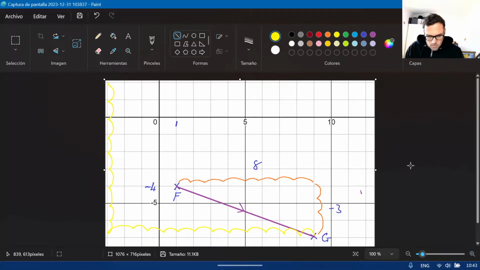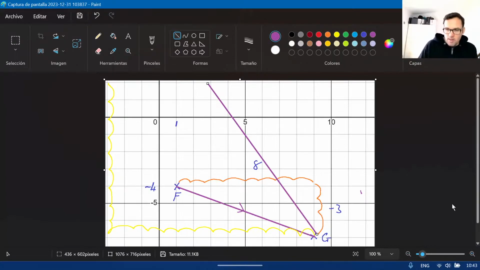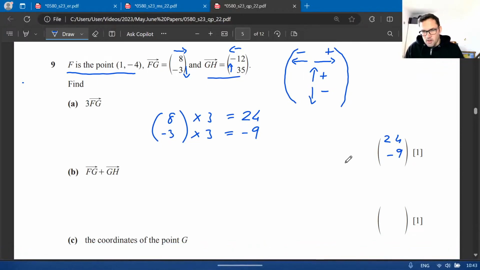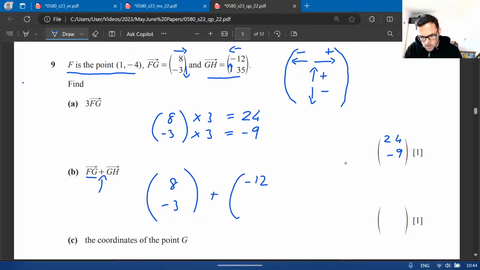It simply means we're gonna end up somewhere insanely up there. Okay, but there's an easier way to do this without having to draw all of it. We take the vector of FG, which is 8 minus 3. We add to it the vector of minus 12 over 35. And yes, easy as that.